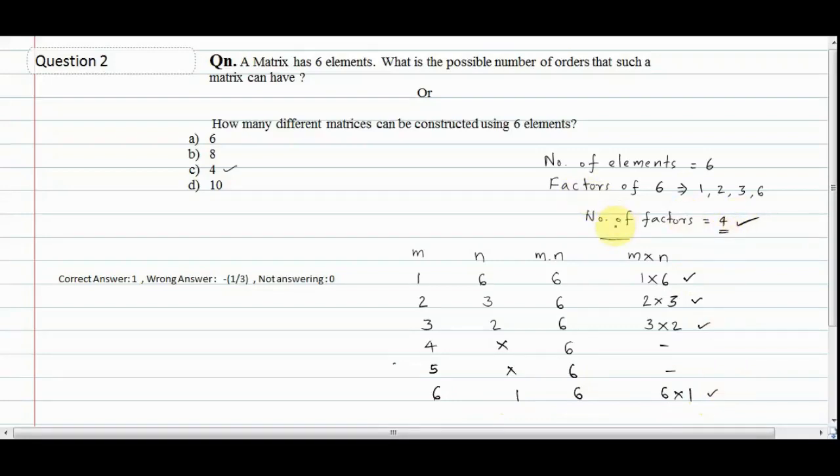So when it comes to exam, you have to use this shortcut method so that you can obtain the answer in a single step. Consider the number of elements, find out factors of that number, count the number of factors, that will be your answer. Now, if you have the correct answer, then you may award yourself 1 mark. Now, let's proceed to next topic.